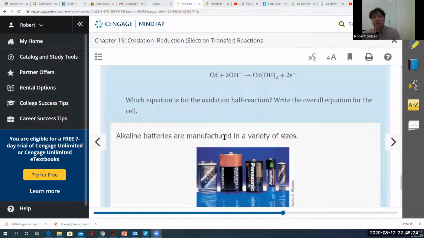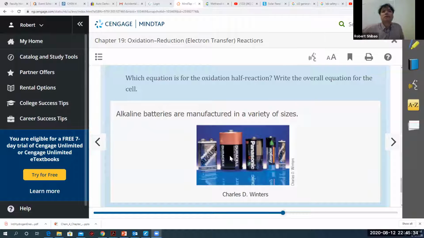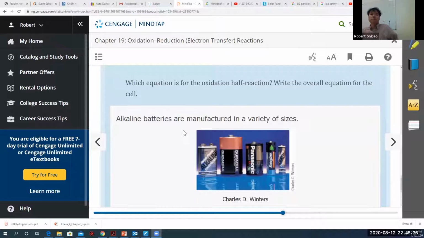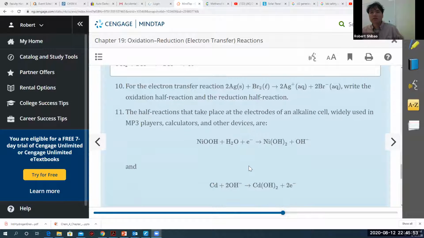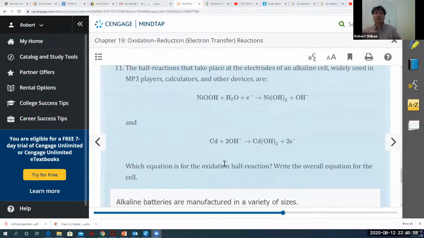Alkaline batteries are manufactured in a variety of sizes. So, they try to keep as many solids in there as possible to keep the voltages stable. Okay, this is the oxidizer here. This is peroxide. An electron. There's a reducer here, cadmium and hydroxide.